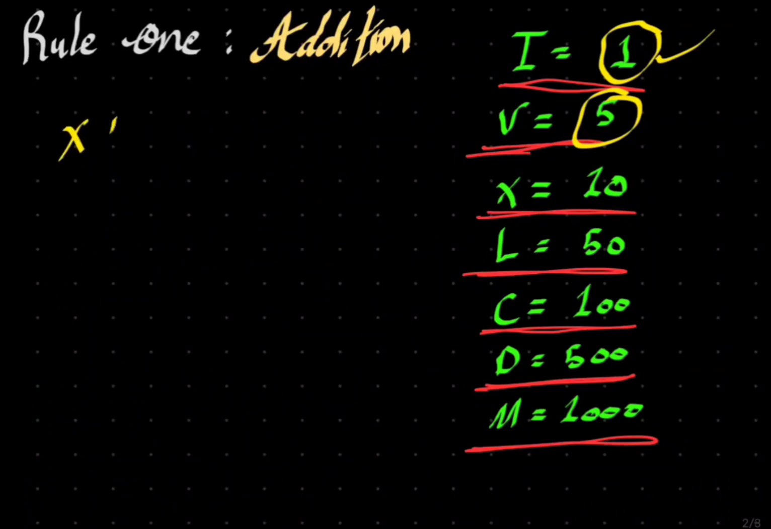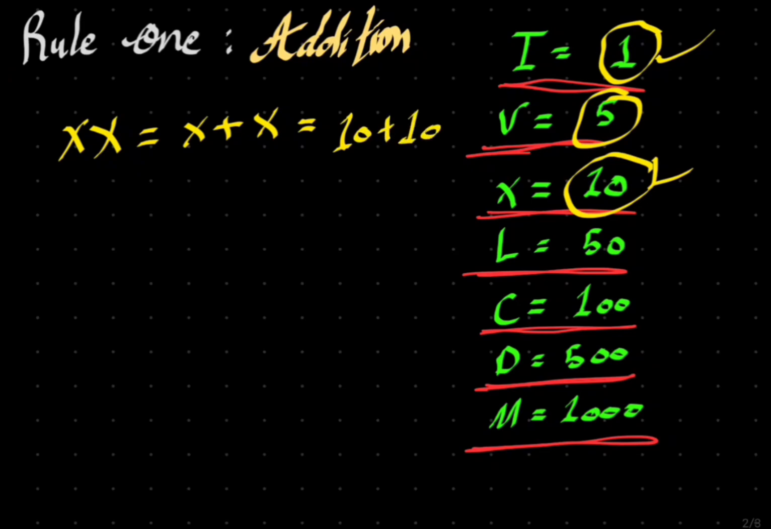Now how about if we got 2 X's beside each other? X plus X, which equals, X from here is 10, which is 10 plus 10, equals 20. So, as long as the value on the left is bigger than or the same as the value on the right, you just keep adding them.